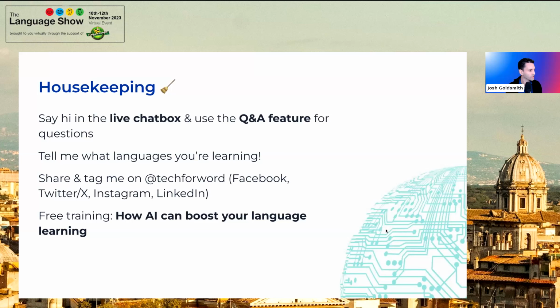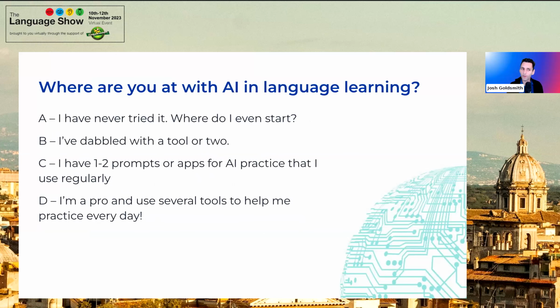A quick question to kick things off. Where are you at using AI in language learning? So type A, B, C, or D in the chat. A, I've never tried it. Where do I even start? B, I've dabbled with a tool or two. C, I have a couple prompts or apps for AI practice that I use. And D, I'm a pro and use several tools regularly.